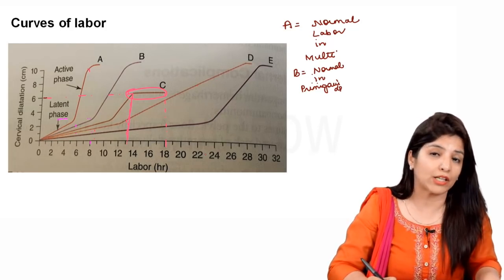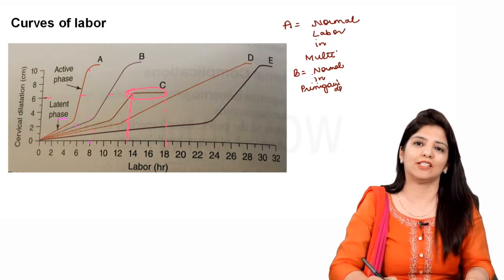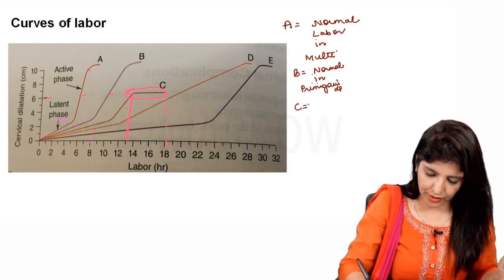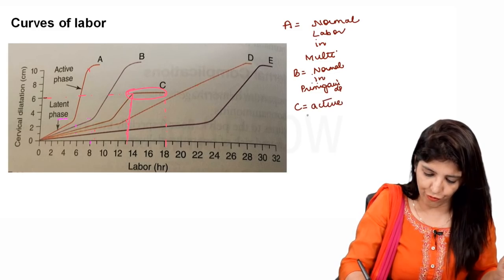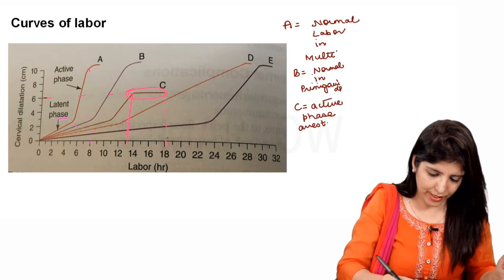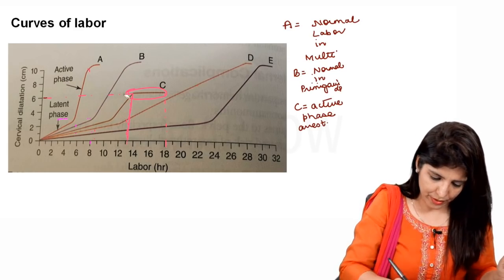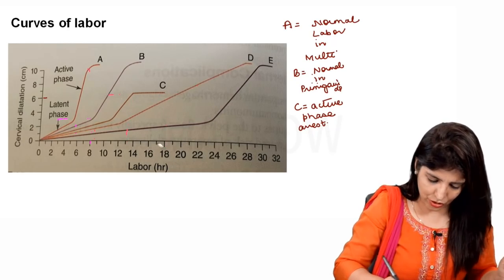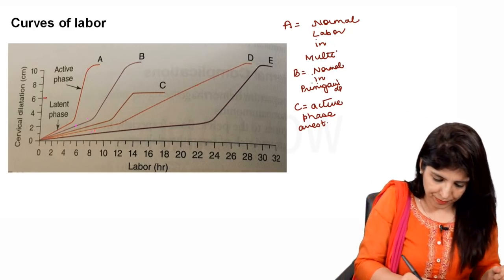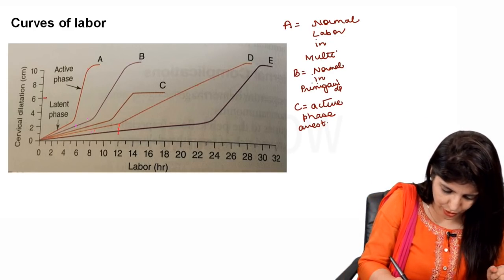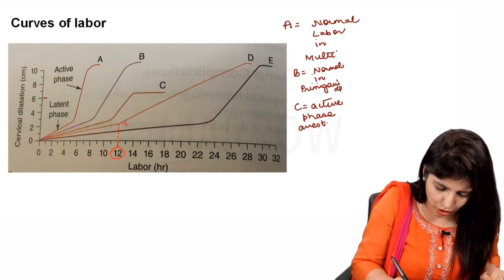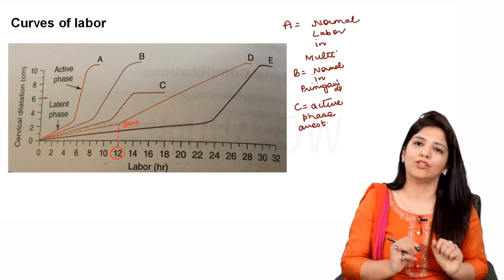Whenever you get a plateau in active phase, that means it is active phase arrest. So what is graph C showing you? It is a graph of active phase arrest. And how do you manage that? All of you know. Caesarean section. Now have a look at graph D. So I'm erasing graph C so that you concentrate only on graph D now. In graph D, the latent phase was ending at 12 hours. Okay, fine. That means the patient was 3 centimeters dilated at 12 hours.